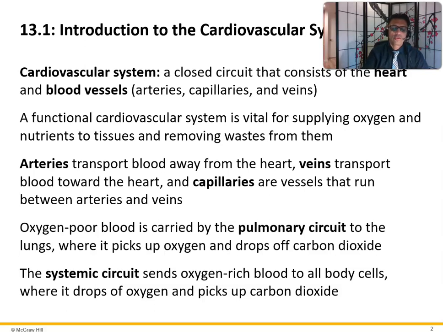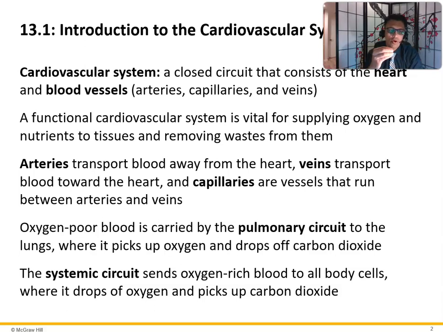Okay, so the cardiovascular system. If you had to have a definition of it, it's a closed circuit that consists of the heart and all the blood vessels. We'll talk about what arteries are, what capillaries are, and what veins are in just a second. But a functional cardiovascular system is vital for supplying oxygen and nutrients to tissues and of course removing waste. And the number one waste product will be carbon dioxide.